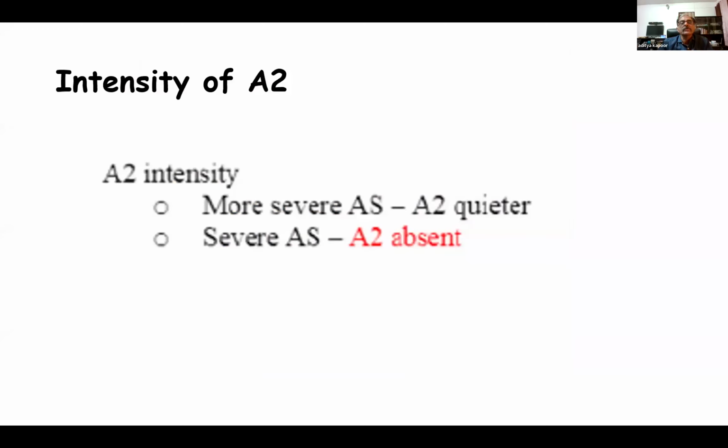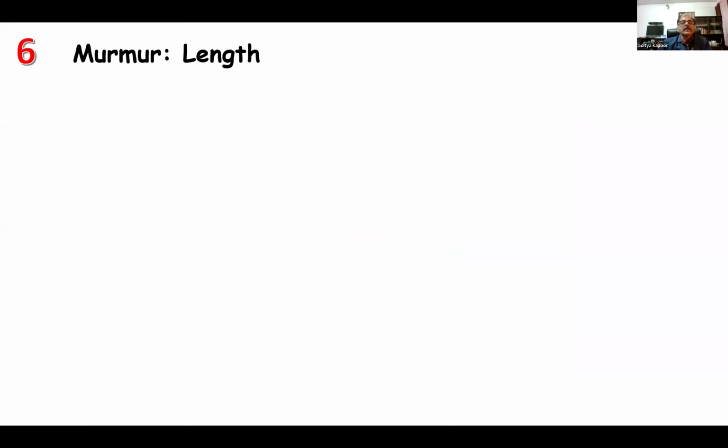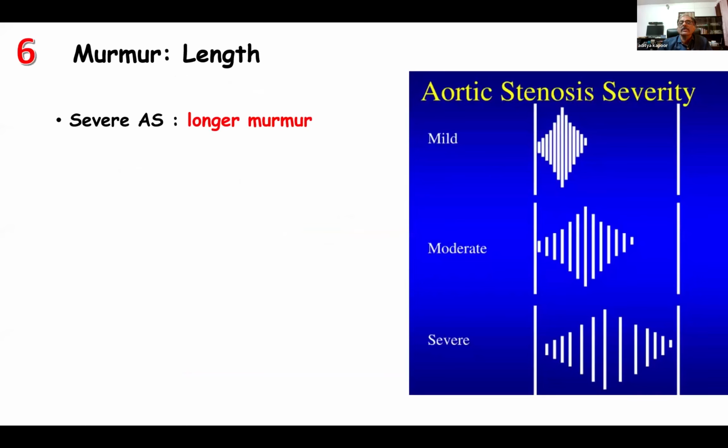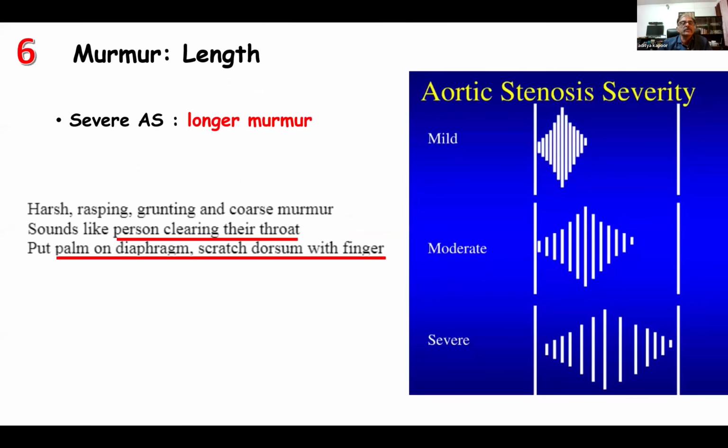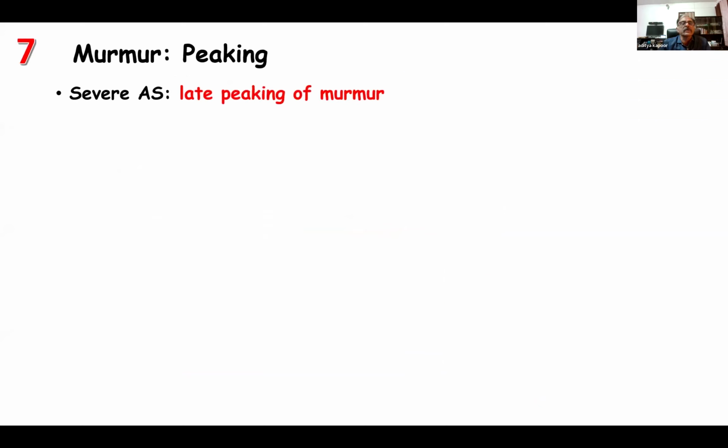Intensity of A2, of course, the more severe the AS, the more calcified the valve, the A2 becomes absent. Length of the murmur, we discussed, the longer the murmur, the more severe is the aortic stenosis. Madam discussed the character of the murmur, and historically people described it like a person clearing their throat. So put the palm on the diaphragm of the stethoscope and try to scratch it. This was all medical school we learned. But the longer the murmur, the more severe is the AS. Late peaking of the murmur, of course.